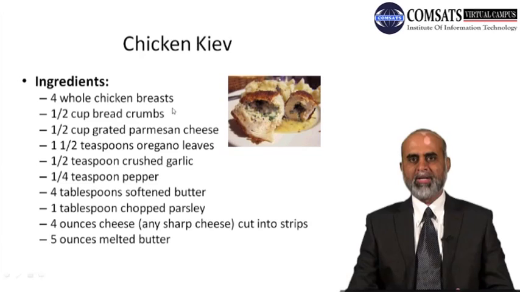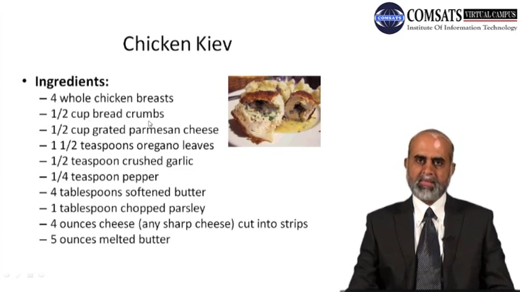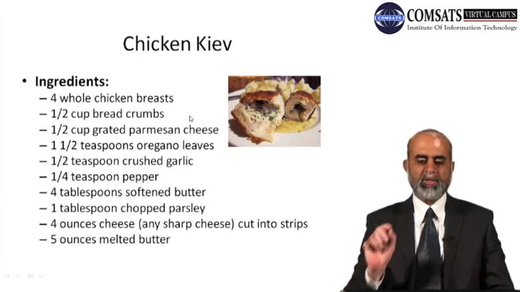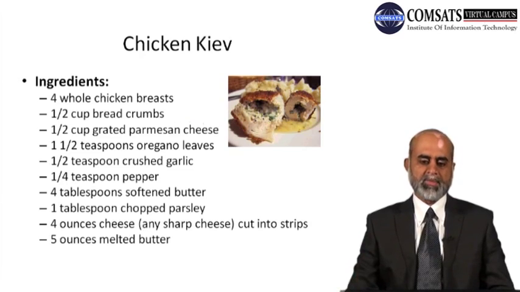Yeah, we are going to make chicken Kiev for more than one person. So you need 4 whole chicken breasts, ½ cup breadcrumbs. What are breadcrumbs? Pieces of bread. When you cut bread into very small pieces, they are called breadcrumbs. ½ cup grated Parmesan cheese.